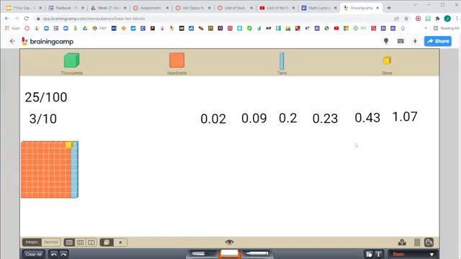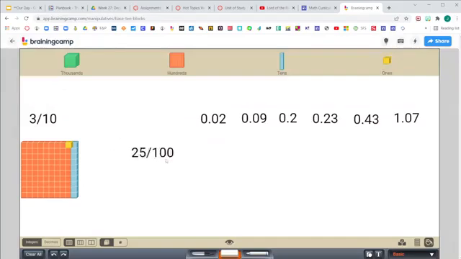And remember, we think about money. If you think about this like money, this definitely makes sense. Here I have 2 pennies, here I have 9, here I have 2 dimes, here I have 2 dimes and 3 pennies, here I've got 4 dimes and 3 pennies, and here I've got $1 and 7 pennies. So it makes total sense.